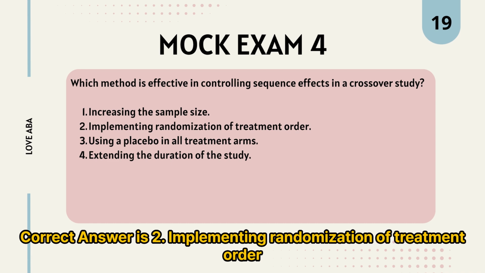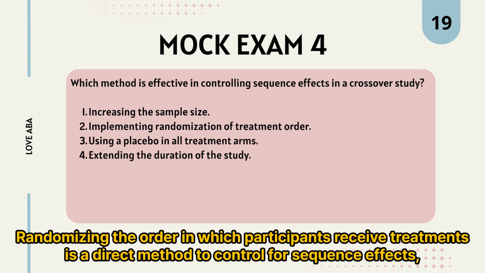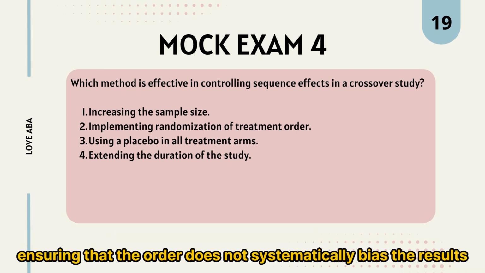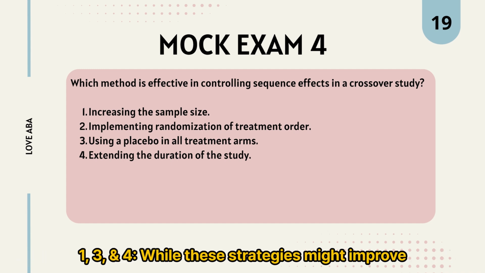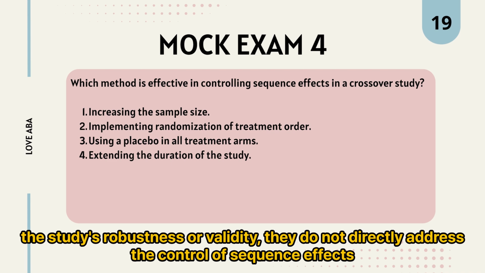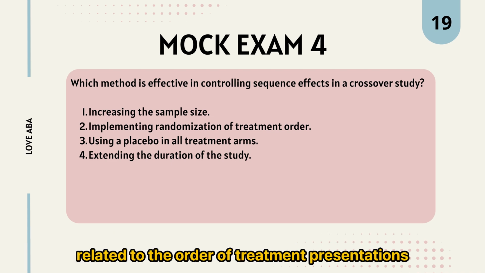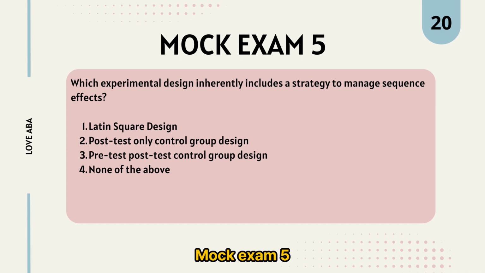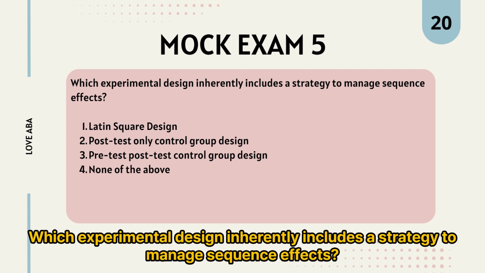Correct answer is 2. Implementing randomization of treatment order. Randomizing the order in which participants receive treatments is a direct method to control for sequence effects, ensuring that the order does not systematically bias the results. 1, 3, and 4. While these strategies might improve the study's robustness or validity, they do not directly address the control of sequence effects related to the order of treatment presentation. Mock Exam 5. Which experimental design inherently includes a strategy to manage sequence effects?